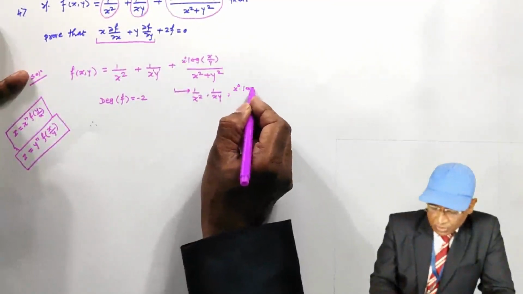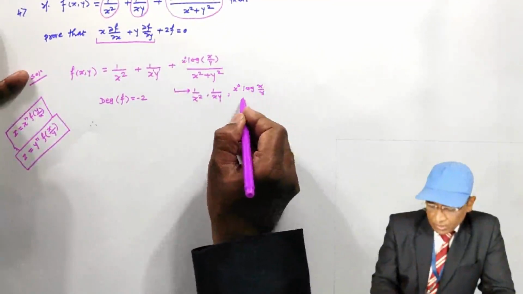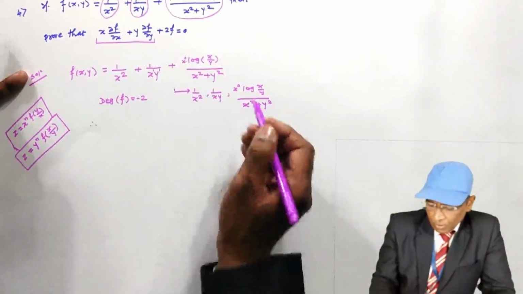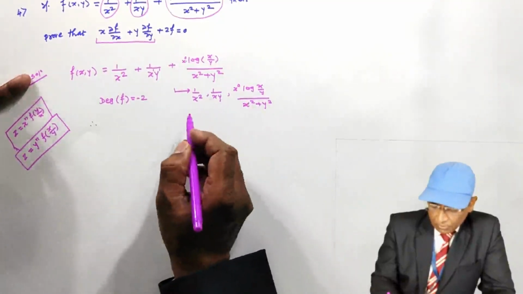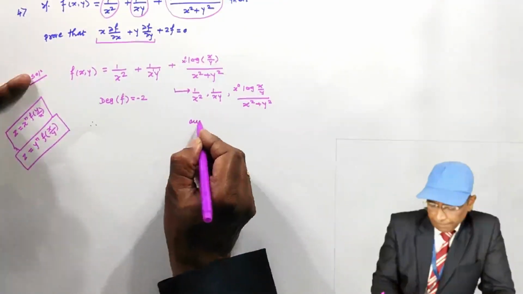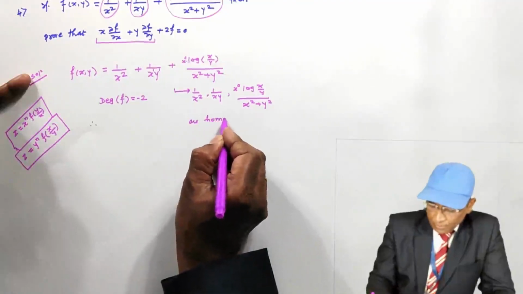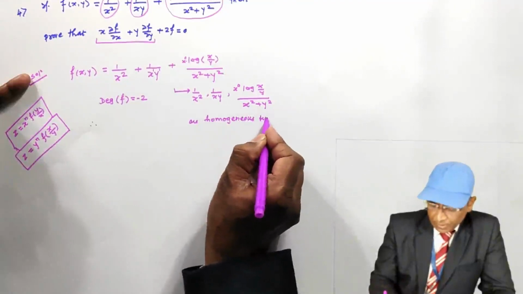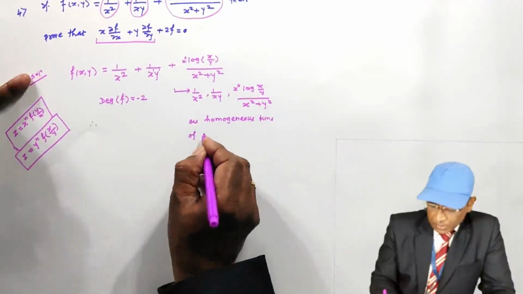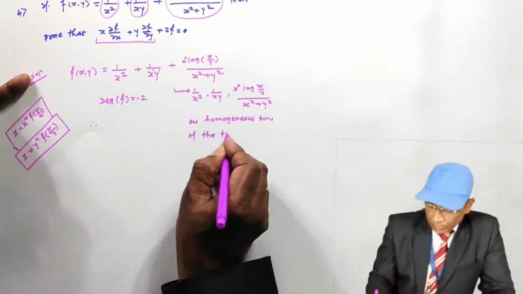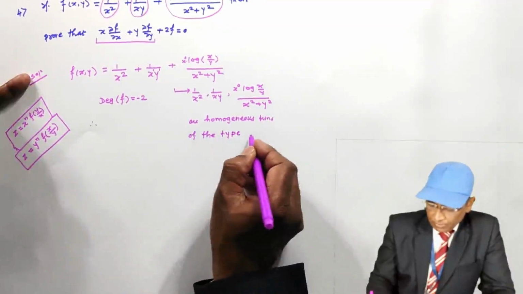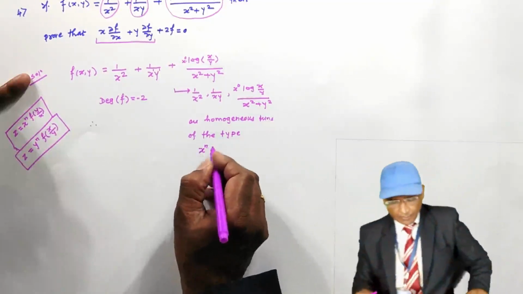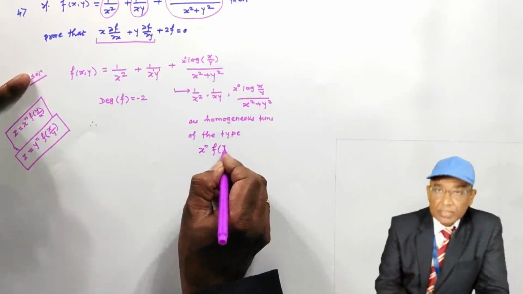Our homogeneous function is of the type x to the power n times a function of y by x, or y to the power n times a function of x by y. Okay, now it has become clear. Now the degree of each and every term is minus 2.